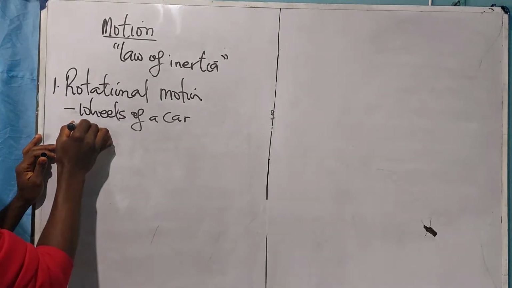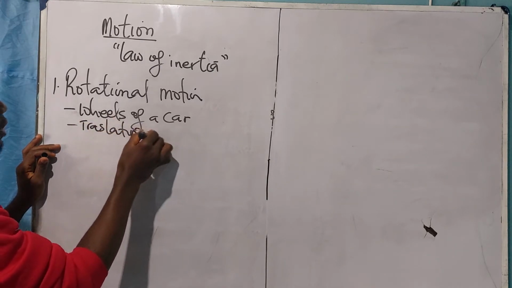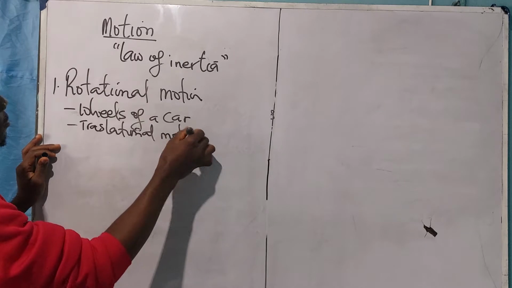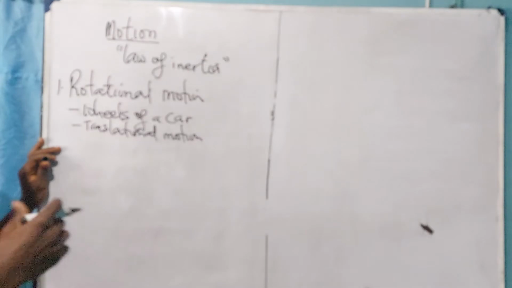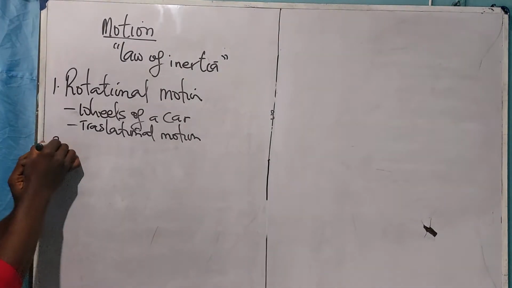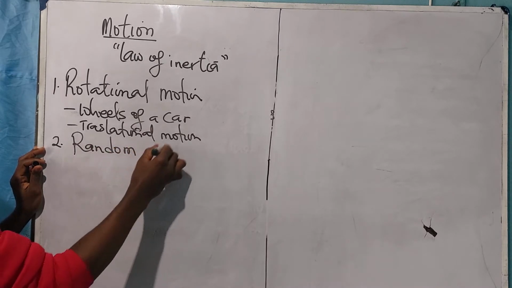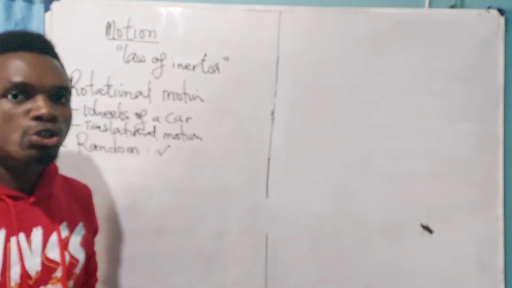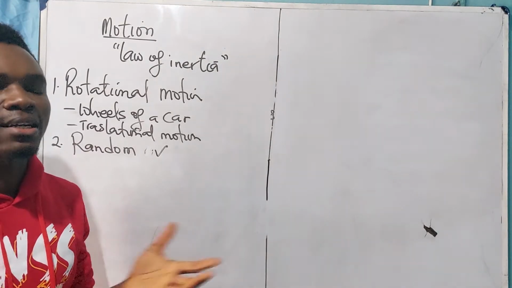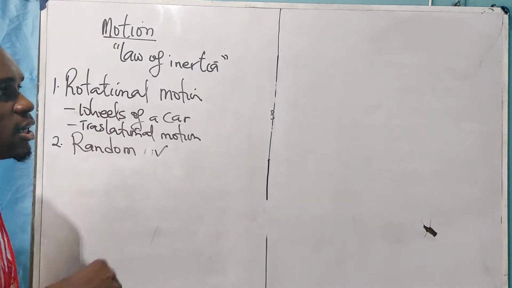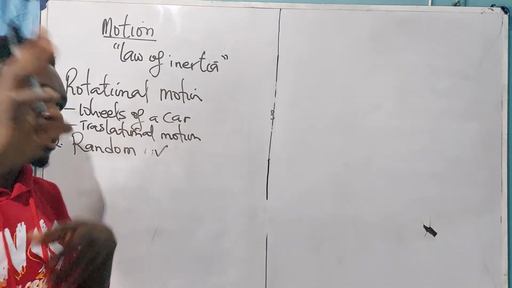Let me write it here. Translational motion. Please take note of that. The wheels of a car possess rotational and translational rectilinear motion. That is for that. Then number 2, we have the random motion. Random motion is a zigzag type of motion a body possesses, or a type of motion that is haphazard in manner or in form. That is, it doesn't move through a definite direction. It moves randomly in a disorderly manner.